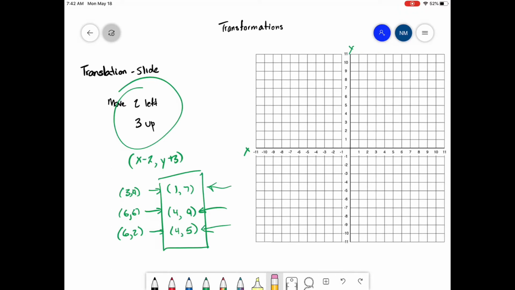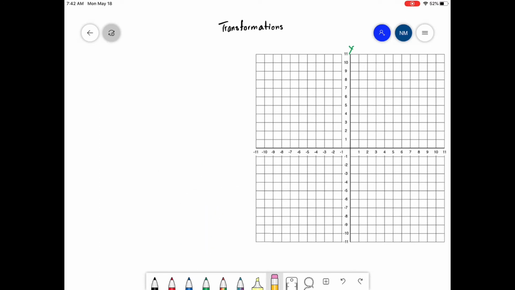Next, we're going to take a look at a reflection. So a reflection is simply when you flip a shape. And all of your reflections are going to take place over one of the axes. So once again, we'll stick with our triangles. This time our coordinates are 4, 6, 6, 3, and 2, 4.